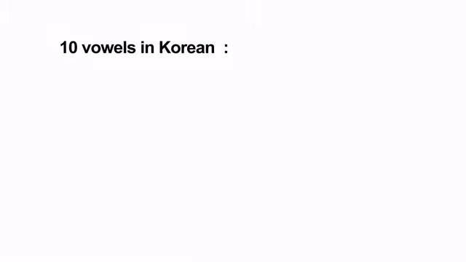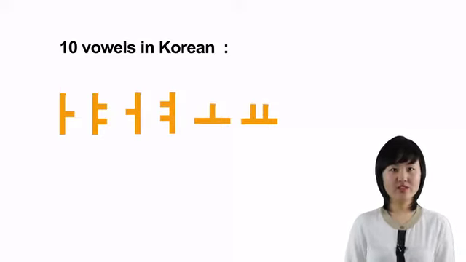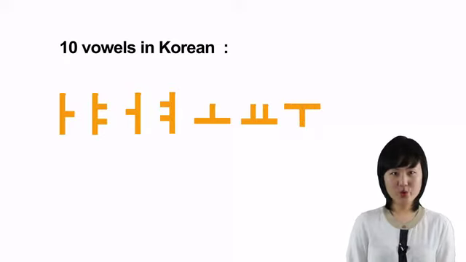Now, getting to the point, let's study the vowels. There are 10 basic vowels. Each vowel can be pronounced, like I said earlier. Those 10 vowels are A, Ya, O, Yo, O, Yo, U, U, U, E. Do they look confusing? No worries.